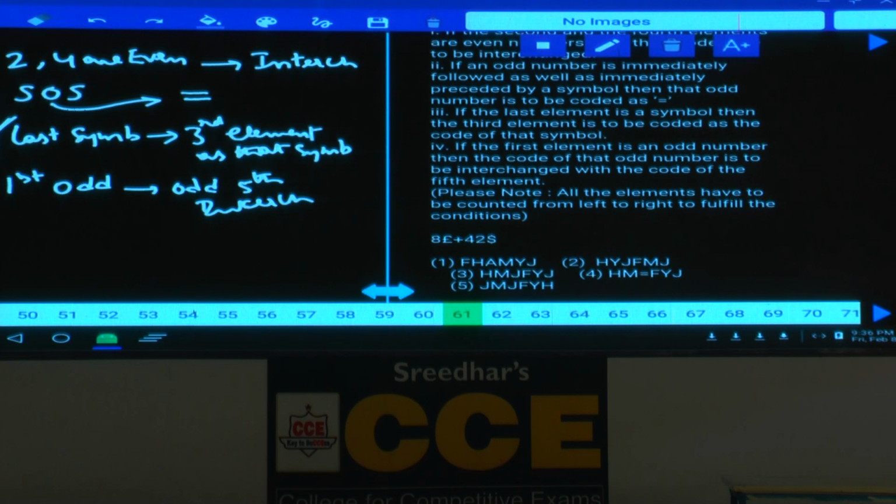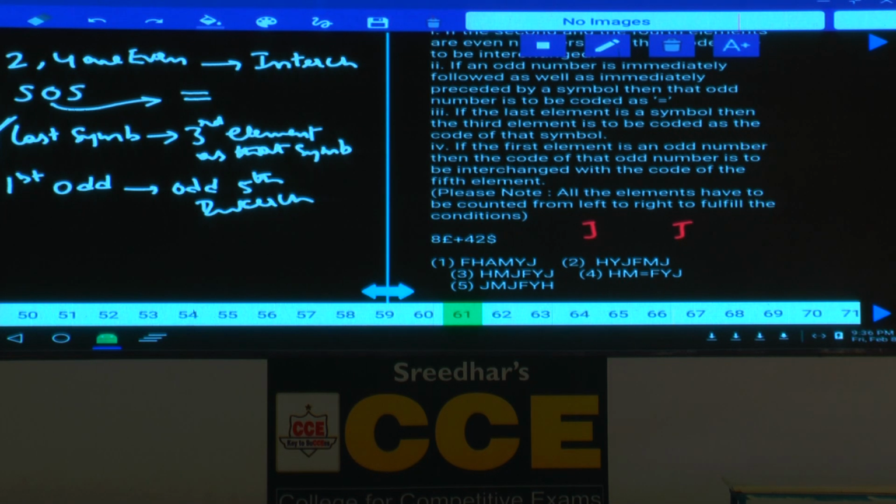Then question number 61. In this question, 2 and 4 are even, that is ruled out. Symbol, odd and symbol is also ruled out. Again the last one is a symbol. As the last one is a symbol, the third element should be coded as that symbol. What is the last one here? Dollar, and the code of this symbol must be J. Now in the place of plus it is J, and in the place of dollar it is also J, and the remaining elements should be taken according to the table.